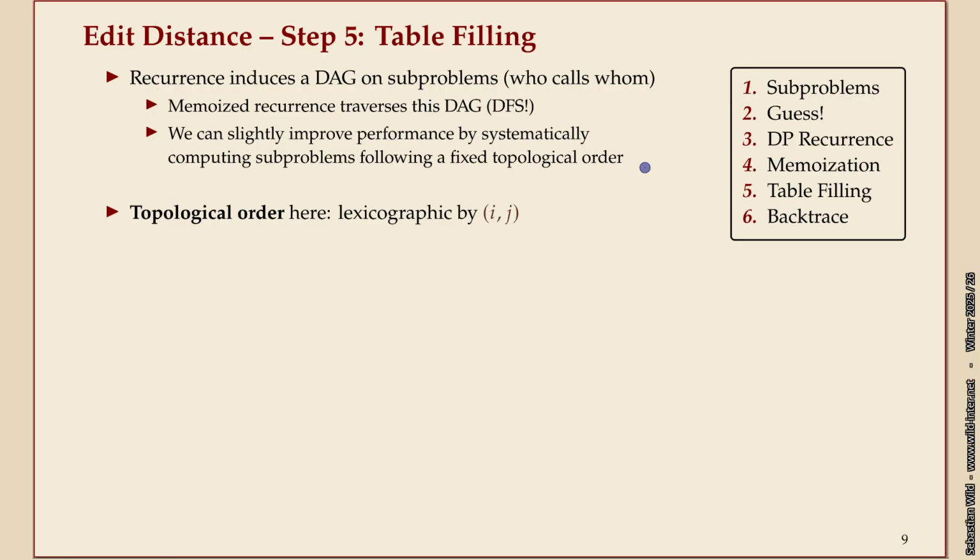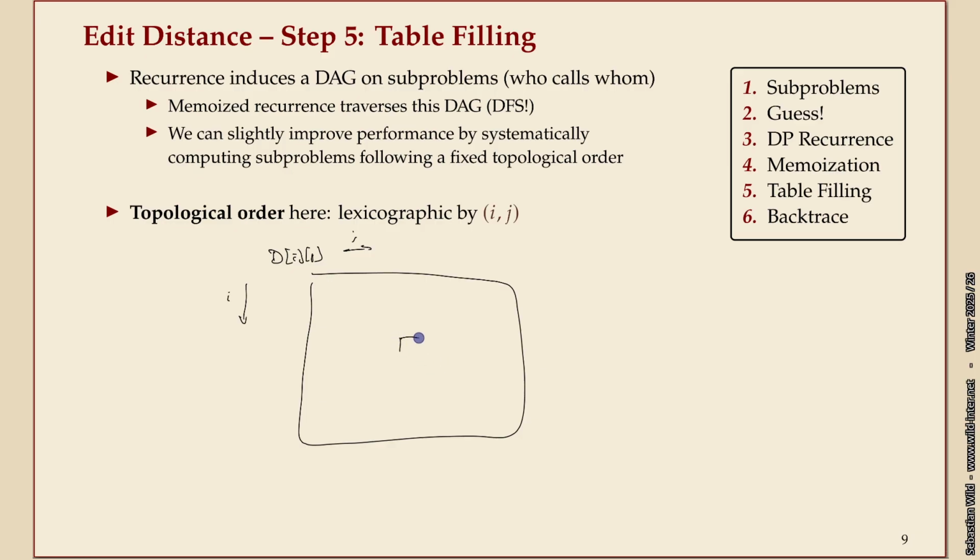Here, much simpler. The subproblems were just the prefixes. I'm taking the first i characters from the first string A, the first j characters from the second string B. And the way they depend on each other, you can visualize, if you think about this matrix that we compute, D_ij. So that's the matrix D_ij that we're filling. Say I'm writing this in the way mathematicians would write a matrix, so 0, 0 is the top left corner.